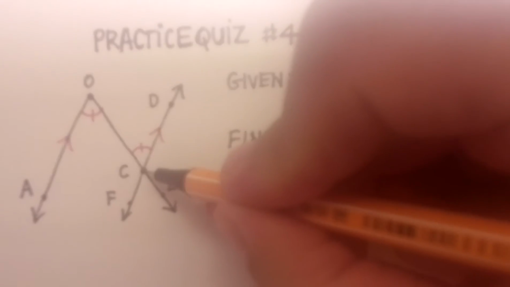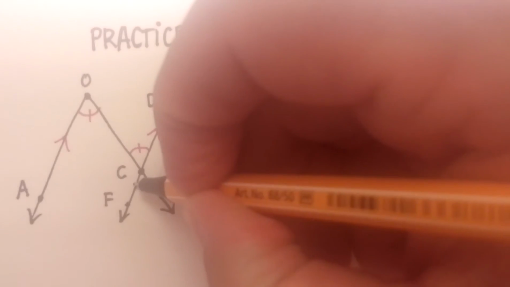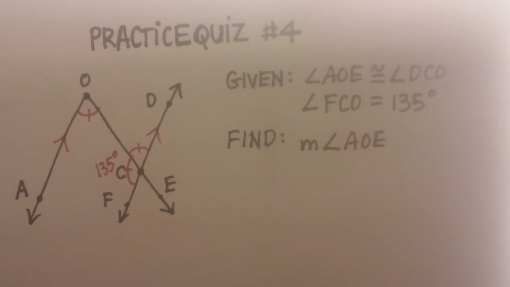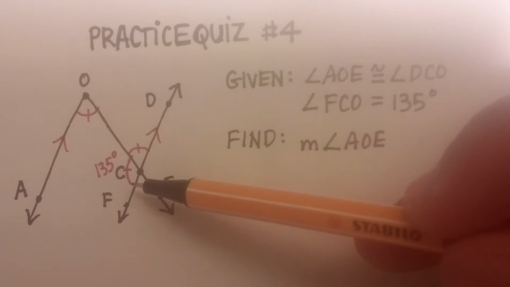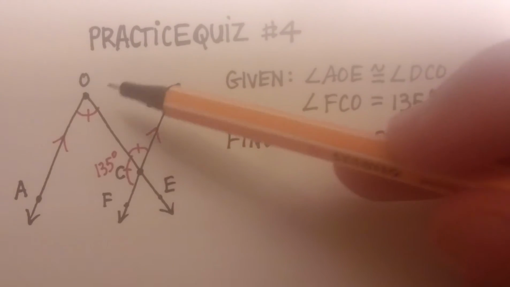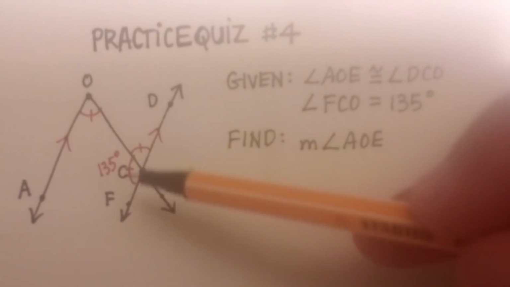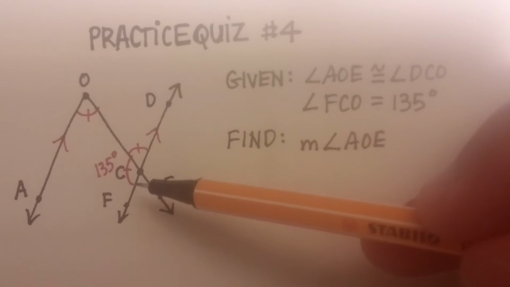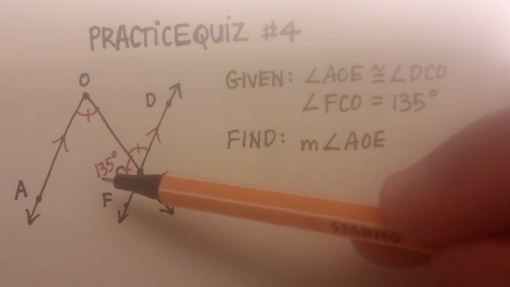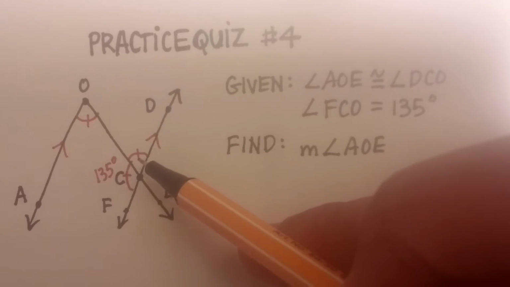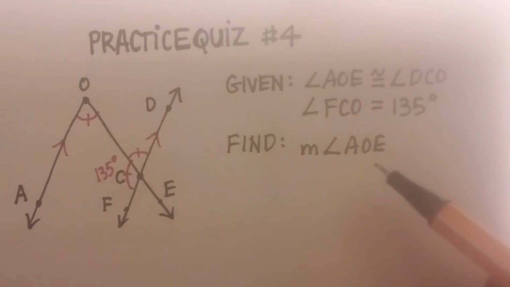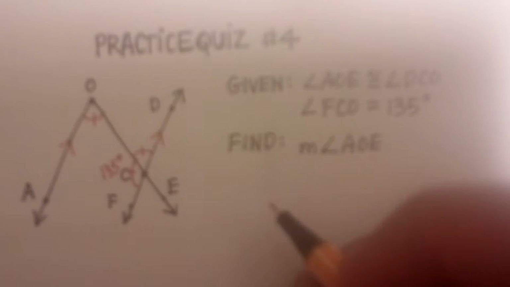So angle FCO, so I'm going to mark it, is 135 degrees. Now, why is that helpful? Well, because if I find this angle, I know that angle FCO and angle DCO are supplementary, aren't they? Because they're on a straight line. So now I can pretty much add a couple things together and find this angle. Once I find this angle, I know that it's equal to that angle, and I found my answer. All right, so let's go ahead and do that.